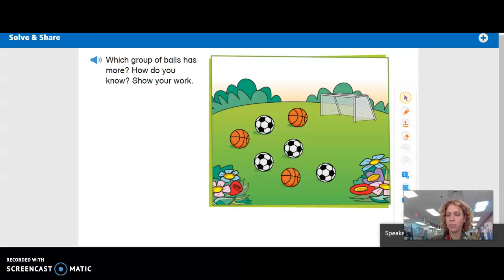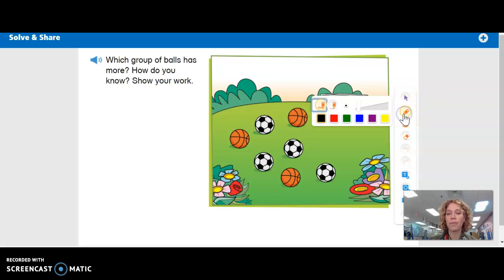And we'll turn this up a little bit so you can hear it. Which group of balls has more? How do you know? Show your work. They want us to find out which group of balls is more, the soccer balls, which are the black and white ones, or the basketballs, which are the orange ones. Like in yesterday's work, the first thing we need to do to figure out which one is greater is match them up, okay?